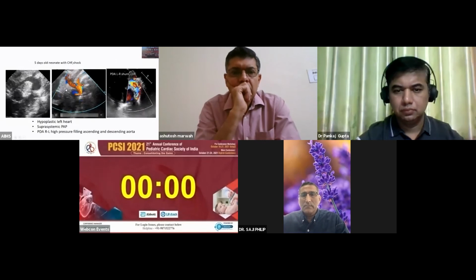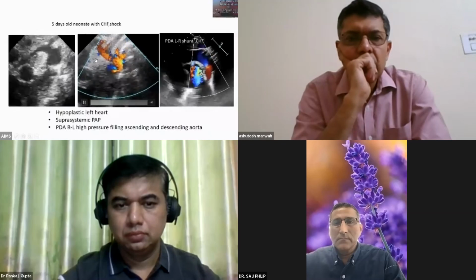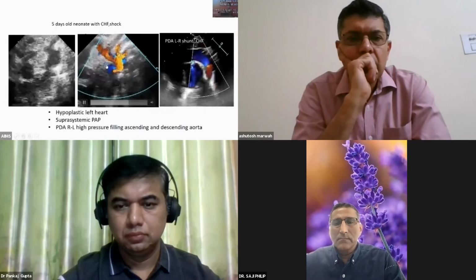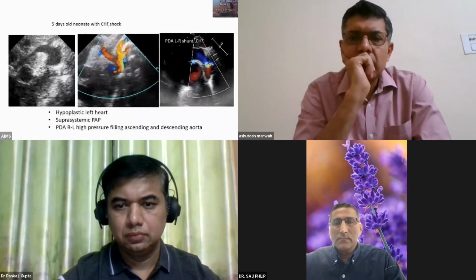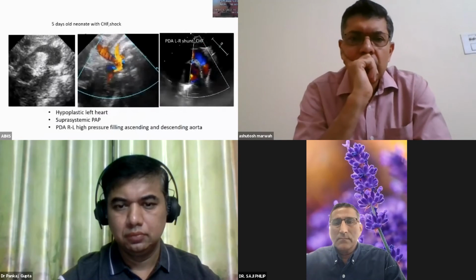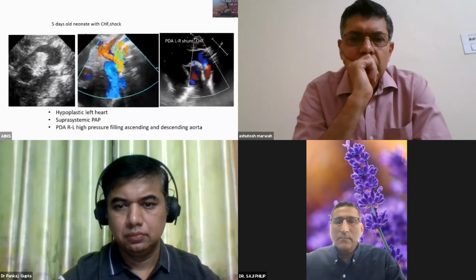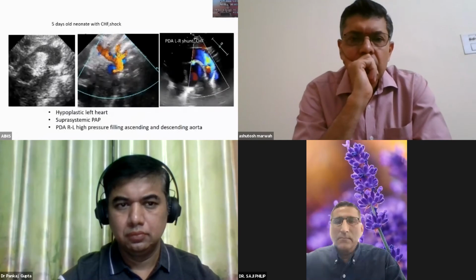In duct-dependent systemic circulation, in a case of hypoplastic left heart syndrome, the ascending aorta and arch branches are being filled by the PDA, and the descending aorta is also getting flow. So it is systolic: systolic downward flow and systolic flow reversal into the aorta in case of duct-dependent systemic blood flow.